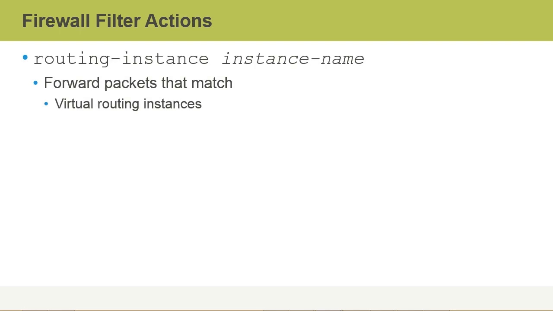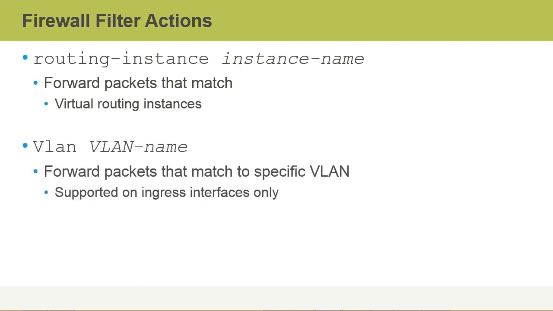Another example of a filter action is the routing instance, and then you specify the instance name. In this case, as an action, the firewall filter will forward the packet to the virtual routing instance that you specified in the instance name parameter. We can also specify as an action the VLAN keyword, and then specify the name of the VLAN that you'd like to forward packets to that match the condition.